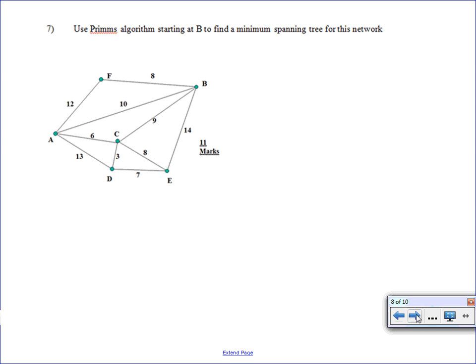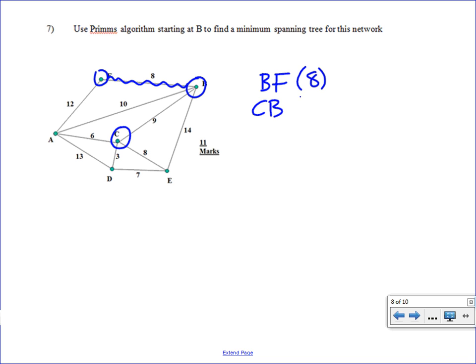Okay, Prim's now, starting at B. So we're going to bring in one node at a time. So I'm going to bring in, cheapest one I can see that I can bring in is F. So that would cost 8. That's bringing F in. Now I will bring in C. I think that's the cheapest one I can get in at the moment, C. So C by joining it to B, that's length 9.